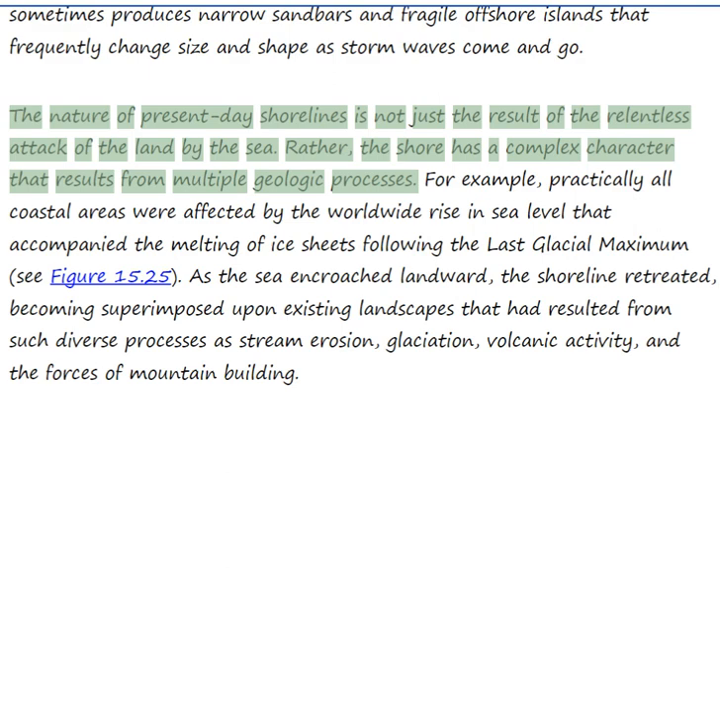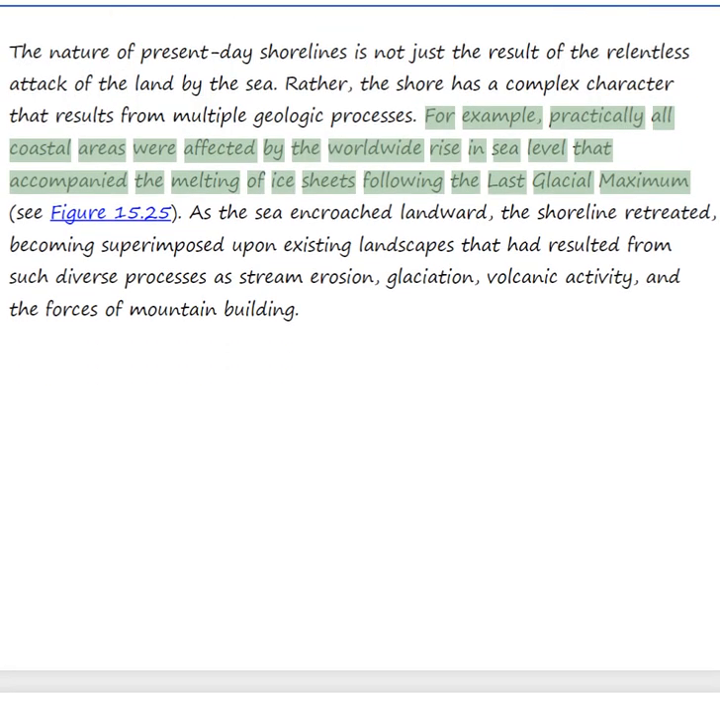The nature of present-day shorelines is not just the result of the relentless attack of the land by the sea. Rather, the shore has a complex character that results from multiple geologic processes. For example, practically all coastal areas were affected by the worldwide rise in sea level that accompanied the melting of ice sheets following the last glacial maximum.